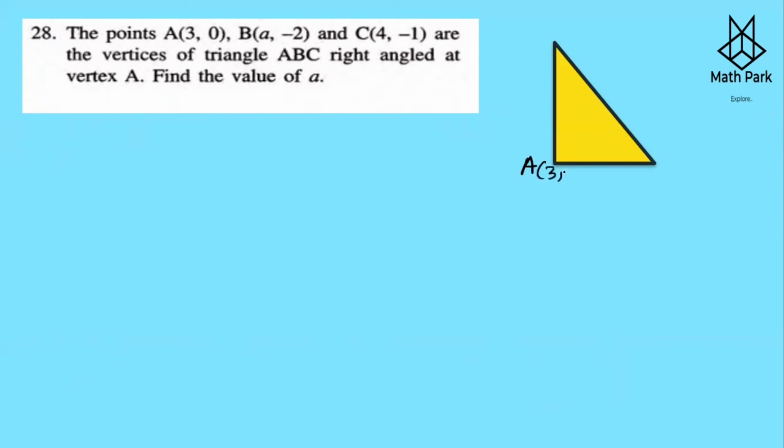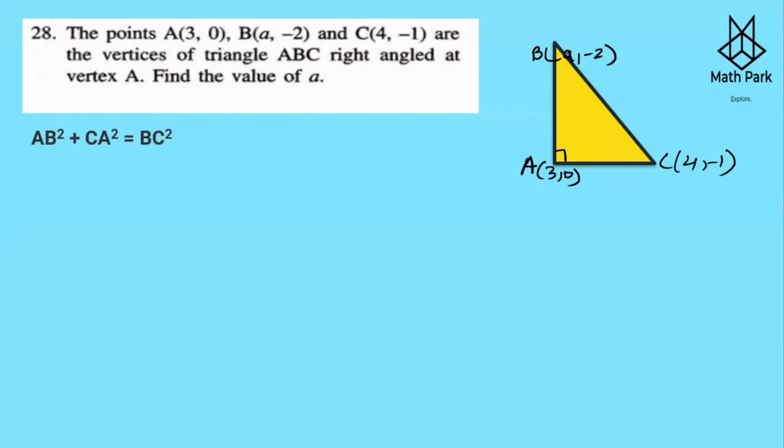The vertices of A are 3, 0. And let us take this point B. The vertices of B are a and minus 2. Vertices of C are 4 and minus 1. And it is right angled at A. You have to find the value of a. Now here we will be using the Pythagoras theorem. We know that BC is my hypotenuse. So we have AB square plus AC square is equal to BC square.